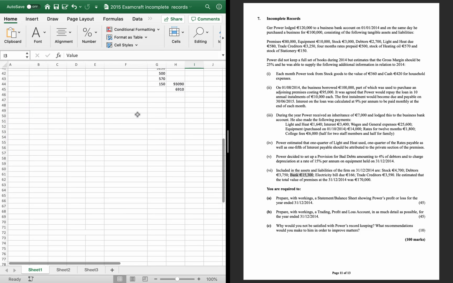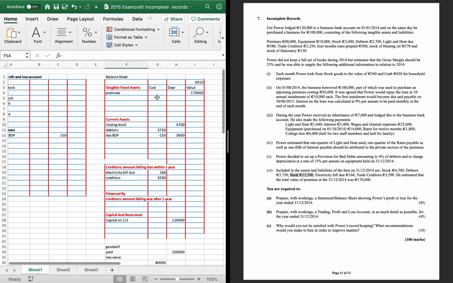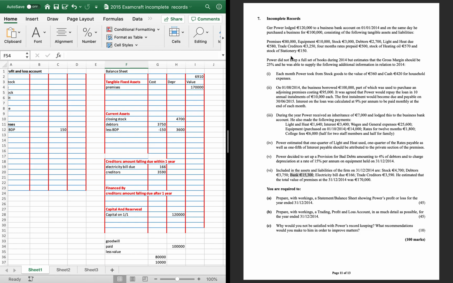So we've all our preliminary stuff done. I'm going to open up my drawings working straight away and have that ready to go. And then I'm going to start back up at the top. So premises is 80,000. So we know premises is a fixed asset. We go down and see what's happened with premises. So it started at 80 and then he got a loan for 100,000 and there's another premises of 95 there. So 80,000 plus 95,000 is 175. So the cost of the premises is 175. If its value is 170, that means there must have been depreciation for the year of 5,000.